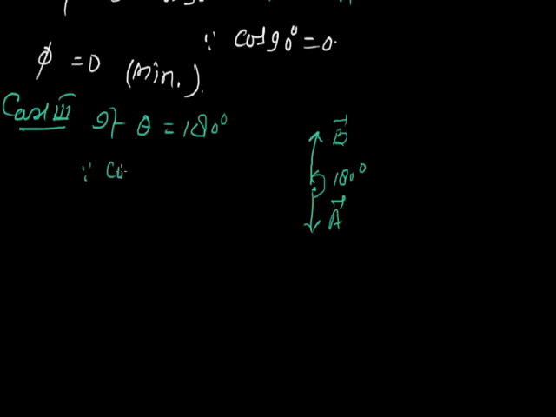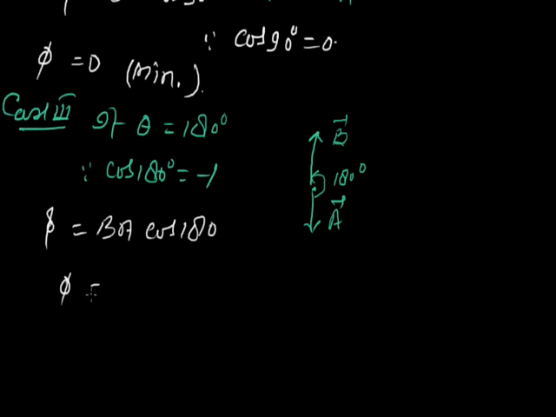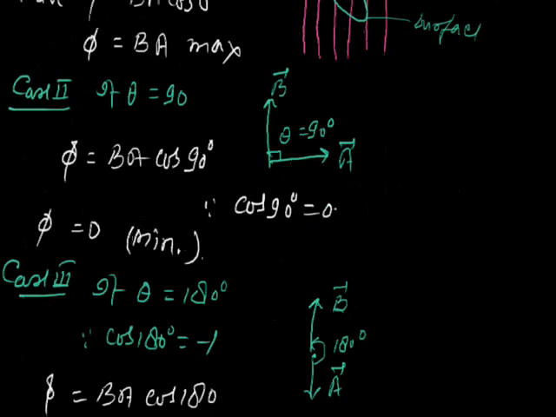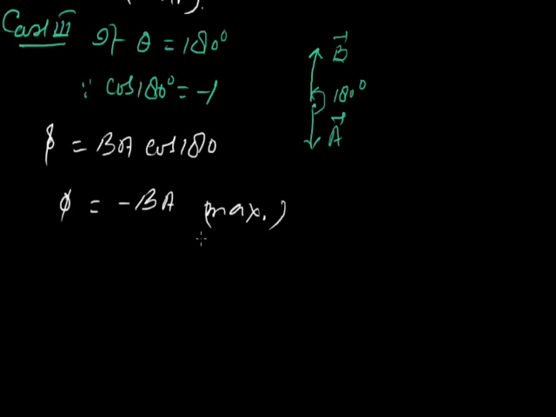Because cos 180 is -1, phi will be BA cos 180, that is, phi will be minus BA, again maximum. In the first case phi is BA, maximum, and also in the third case phi is minus BA, also maximum. Now what is the difference between the negative sign and positive sign here?